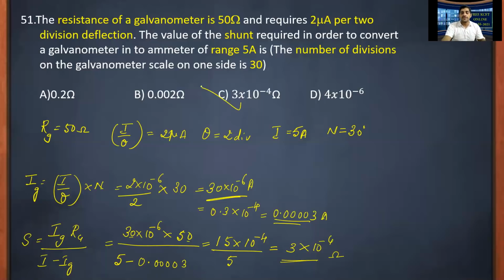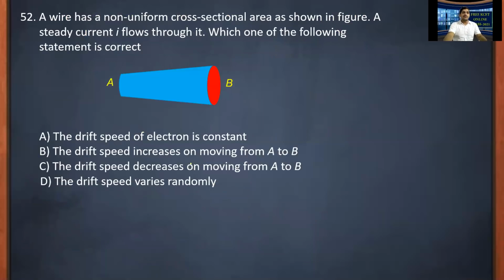So the answer is C. Right. Now, a wire has a non-uniform cross-sectional area as shown in the figure. A steady current I flows through it. Which one of the following statements is correct? So the first point you have to note down is that I is steady. I is steady means the current I remains constant throughout the wire, irrespective of the area of cross section.